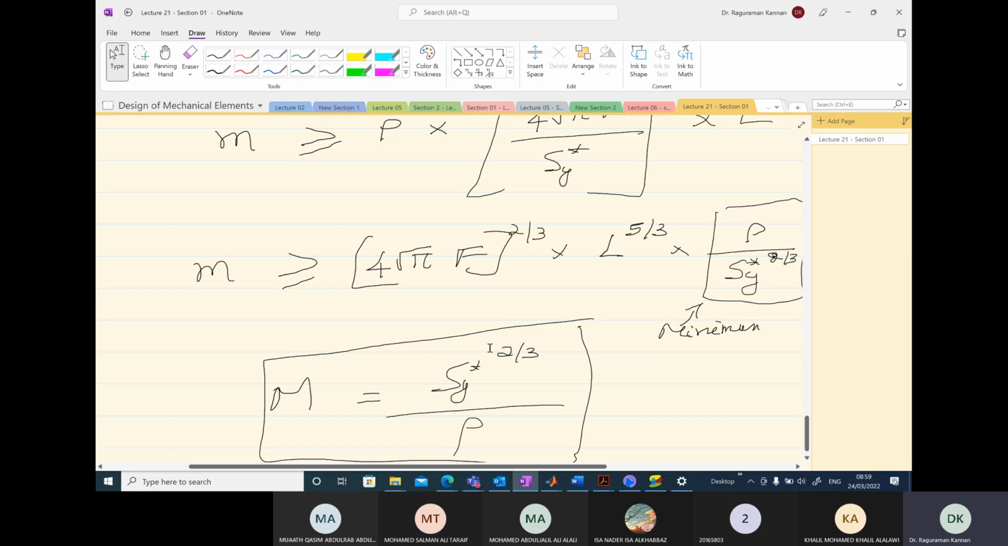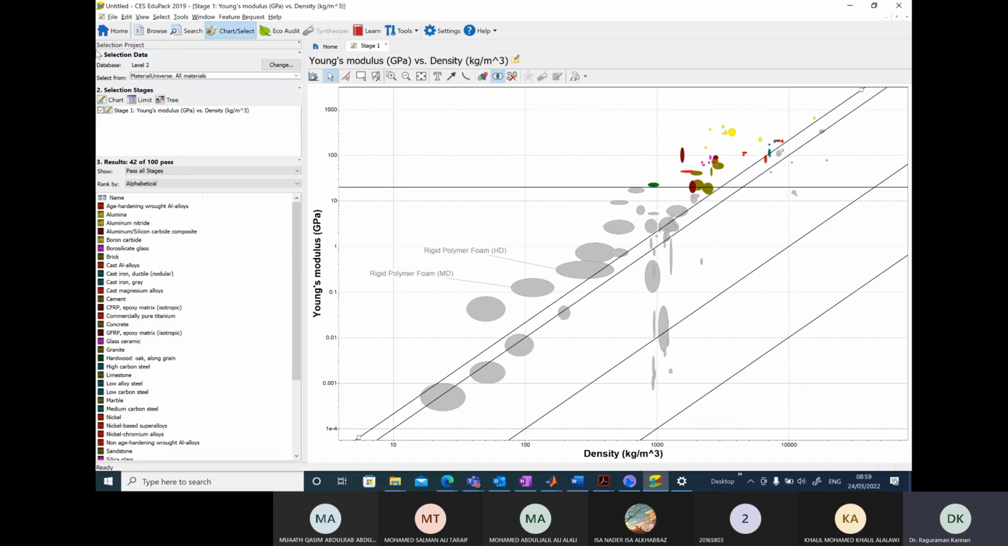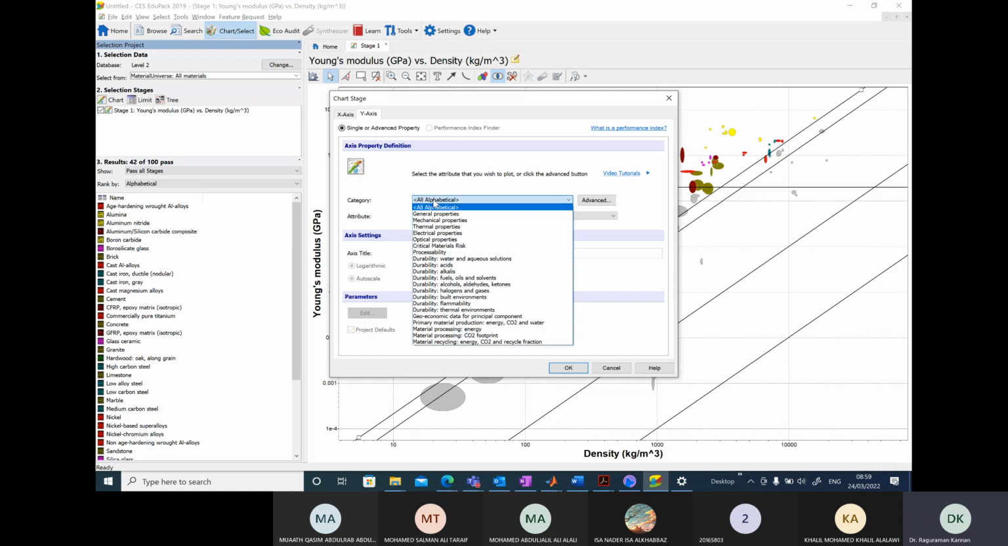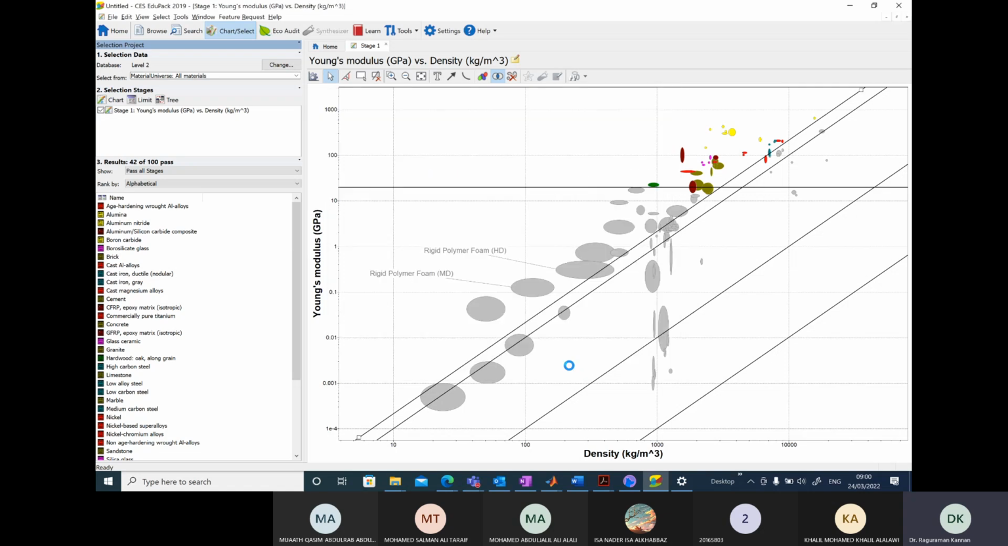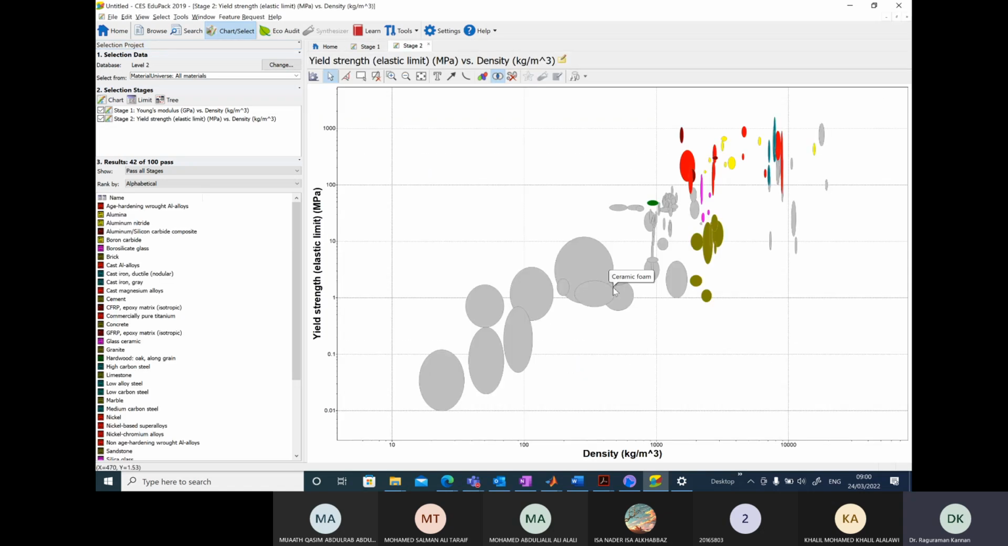So for a long strong beam, this is the material index, which means I have to choose the appropriate Ashby chart here. So here we are going to choose the mechanical properties and the yield strength of the material on a logarithmic scale. And we do the same thing for the x-axis, density, on the logarithmic scale. We get another chart over here.